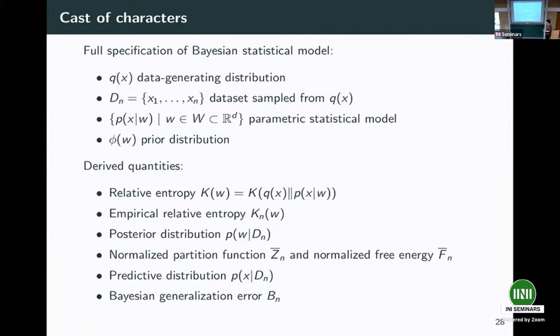The fundamental operation in Bayesian statistics is just Bayes' rule, as we'll see, to go from the prior distribution to a posterior distribution. Now we have the information, we update on the information that we have on the data set, and we update our beliefs on which models should do well. Then, somehow associated to this, there are these two things: a partition function and a free energy. Don't pay too much attention to normalized for now.